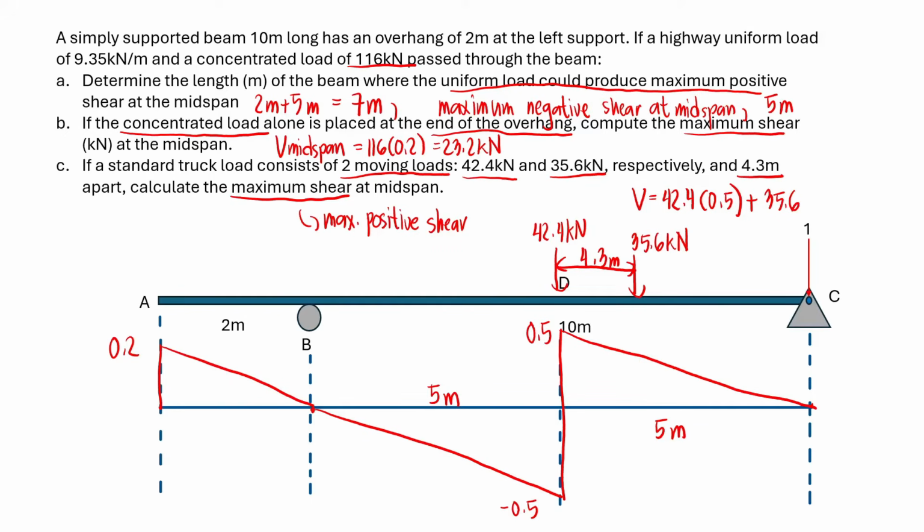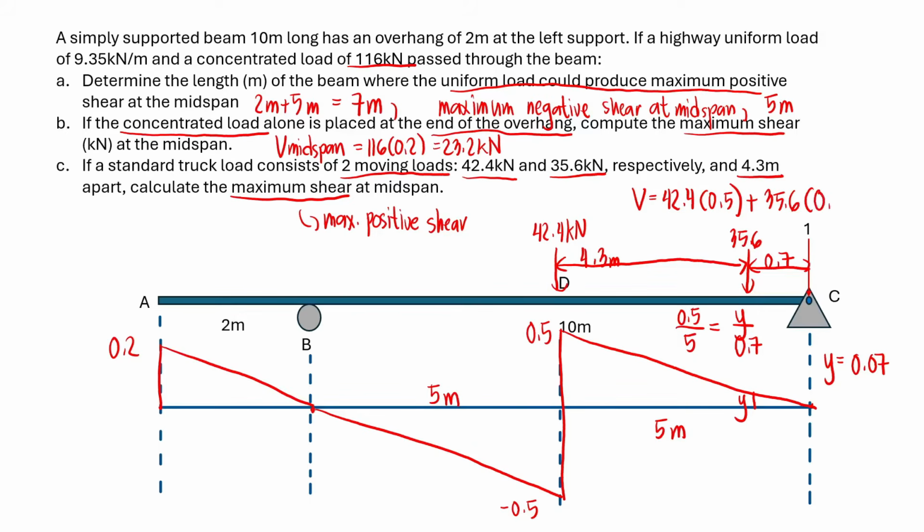Now we'll make this more realistic. Let's move this, because this is 4.3 meters. That's actually somewhere here. So this is 35.6, and then this is the ordinate. Let's label this as y. Now, if this is 4.3 meters, then this is 5 minus 4.3, which is 0.7. Using ratio and proportion, the whole triangle has a height of 0.5, so 0.5 is to 5 meters equals y over 0.7, so our y will be 0.07. And so this is times 0.07, and this will give us 23.692 kN. And so this is our answer.